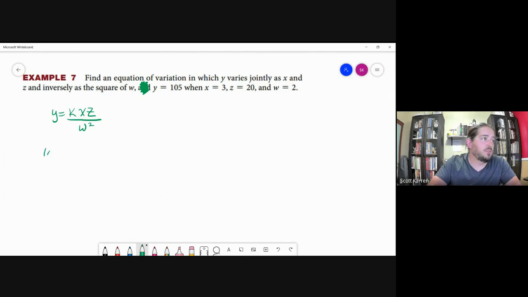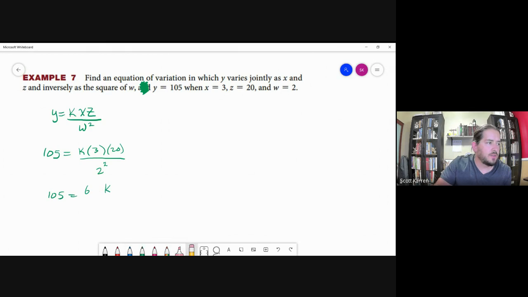Y is 105 when x is 3, z is 20, and w is 2. So that is 2 squared. So I can simplify a bit. I've got 105 still on the left. On the right, 3 times 20. I'm going to write that as 60k. 60k all over 2 squared, which is 4. So again, I can simplify the 60 and 4.